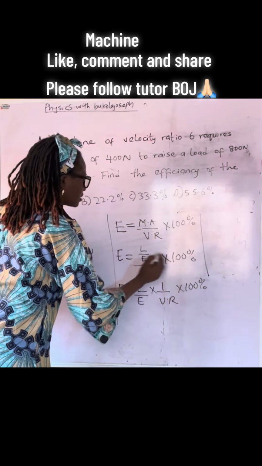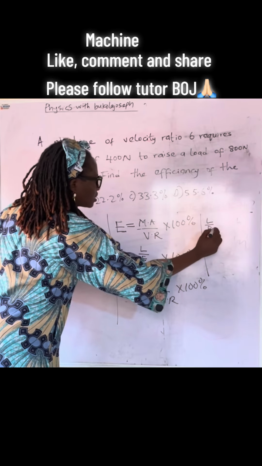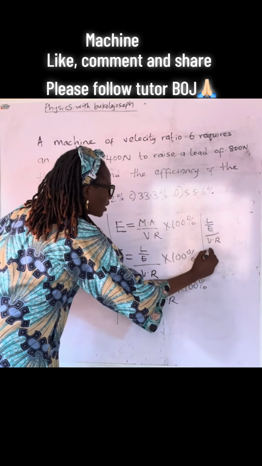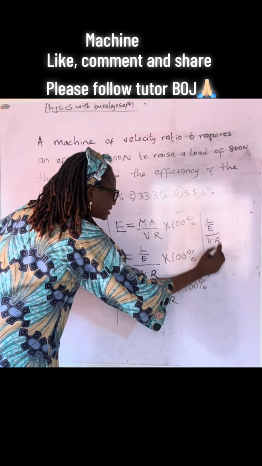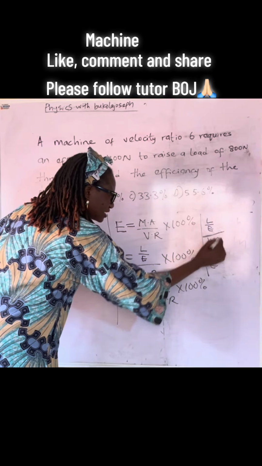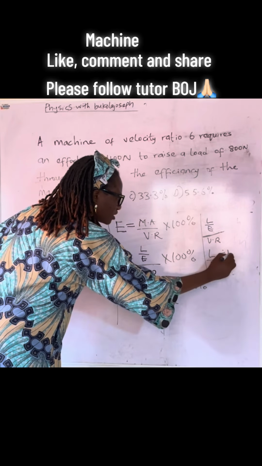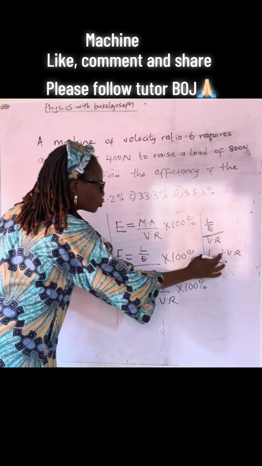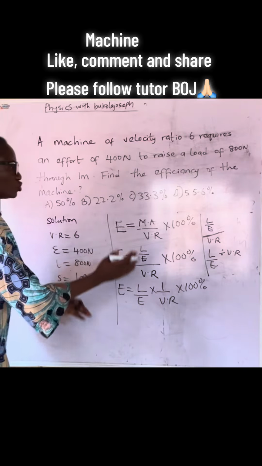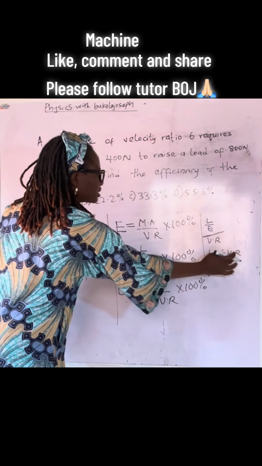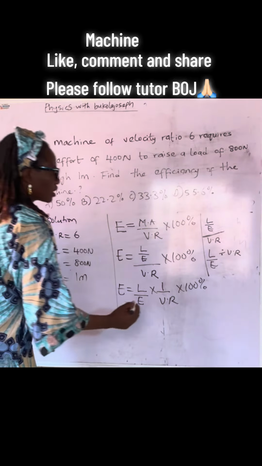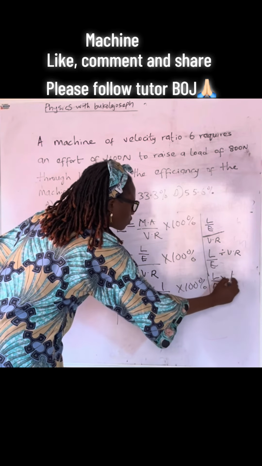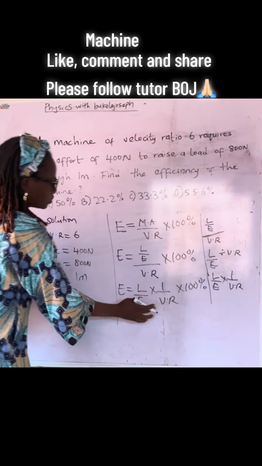So we have load all over effort divided by velocity ratio. If I split this, we have load all over effort divided by velocity ratio. You know the rule in mathematics: if you are changing division to multiplication, you make this an inverse, the other side. So this becomes load all over effort times 1 over VR. And that is how we got to this point.